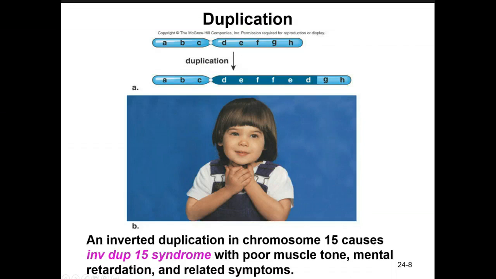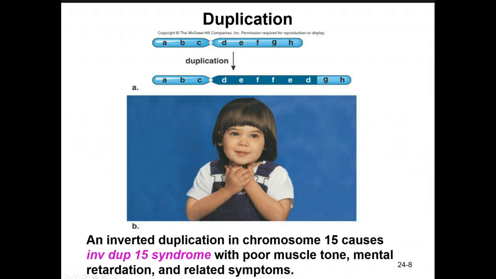Duplication is where gene sequences get repeated. There's a syndrome called MDUP15 where people with this syndrome have poor muscle tone, mental retardation, and other related health issues. This is caused by a duplication of genes and an inversion. People suffering from MDUP15 syndrome will have poor muscle tone and often will be autistic.